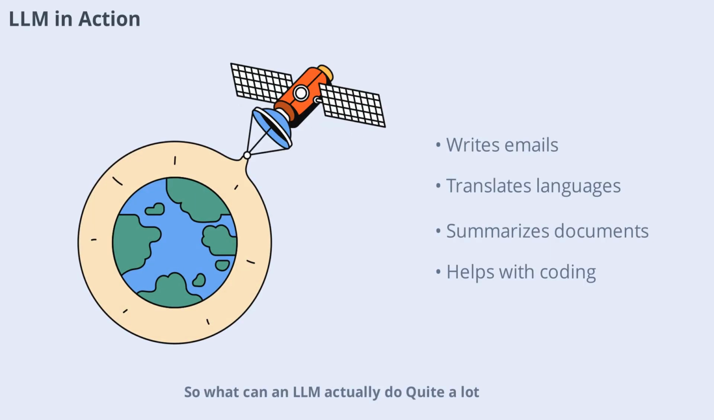What can an LLM actually do? Quite a lot. These models can write emails for you, translate languages, summarize long documents, and even help you write computer code. You might have seen LLMs in action in apps like ChatGPT, Copilot, or Gemini. They're not just limited to one task. They're flexible and can be used in many different ways, making them a powerful tool for work, study, and creativity.